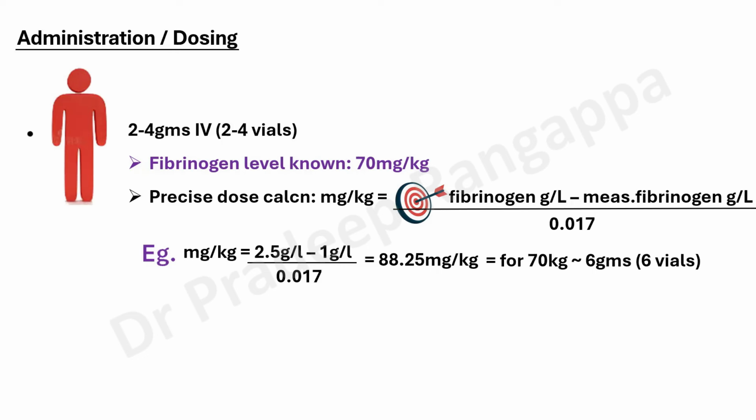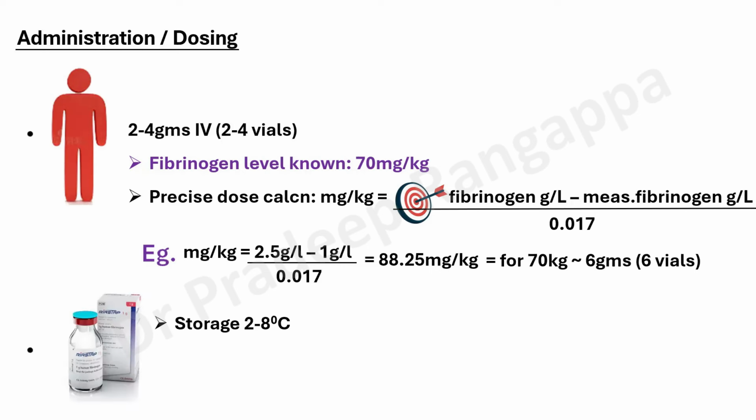For 70 kgs, it comes to 5 grams, because each vial contains 1 gram. So you can give 5 grams. If it is 70 milligram for 60 kg, it will come to around 4 grams. Okay, so just remember that.